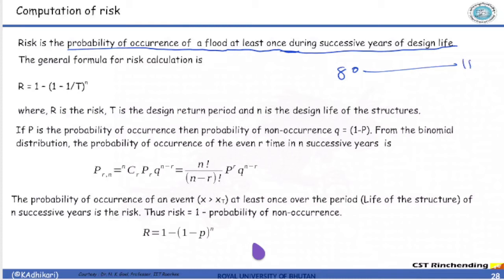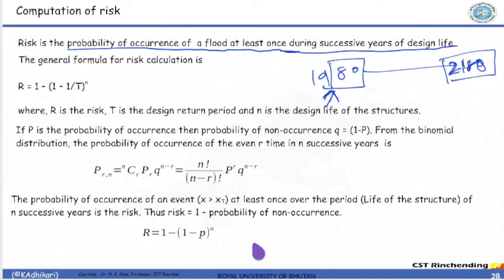So 2180. If it was constructed in 1980, it has a lifespan of, let's say, 100 years. So by 2180 it must be demolished. But the main reason that I'm bringing this example here is, what is the risk of this structure? You have constructed it for 100 years. What if there's a huge flood that is coming, and what is the risk associated with this design? So that is what risk means.